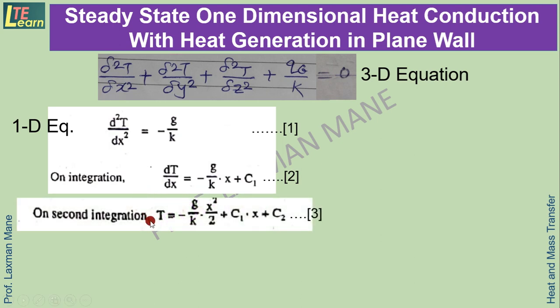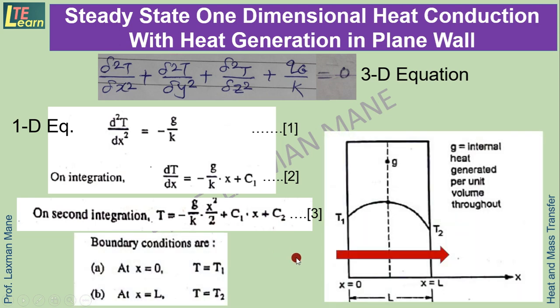On second integration, integration of dT/dx with respect to x is T. Integration of this term, g/k is a constant, and integration of x is x²/2. Integration of c1 is c1 into 1, and integration of 1 is x. So this comes c1 into x plus c2, the second constant of integration.